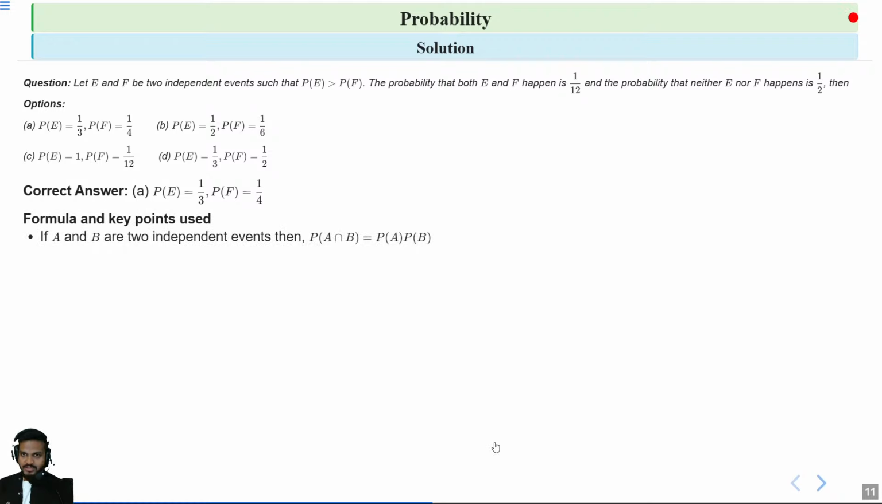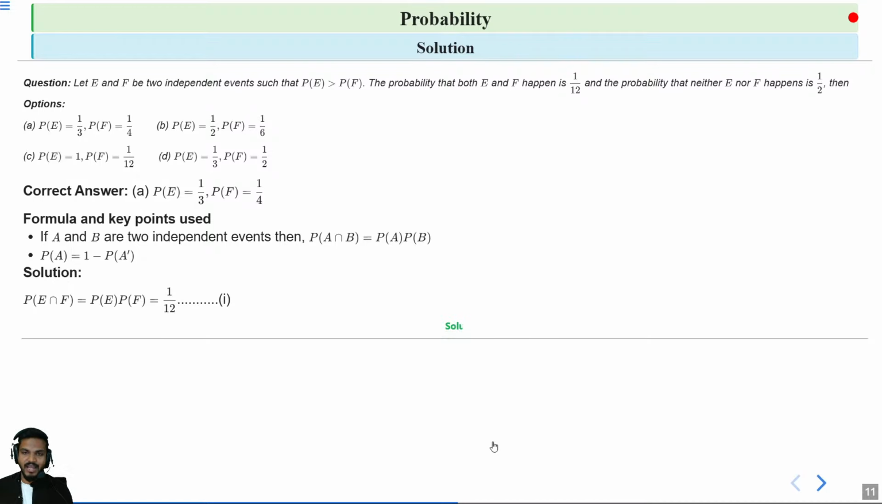If two events are independent, then what is the probability of A intersection B? If A and B are independent, then probability of A intersection B is the product of probability of A and probability of B, that is probability of A into probability of B. And if we have the probability of A, then we can calculate the probability of A complement. And if we have the probability of A complement, then we can calculate probability of A, because probability of A is given by 1 minus probability of A complement. So let's solve.